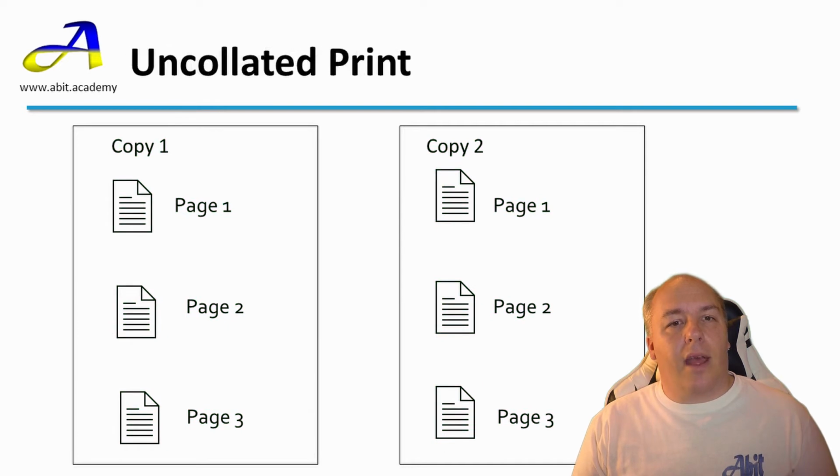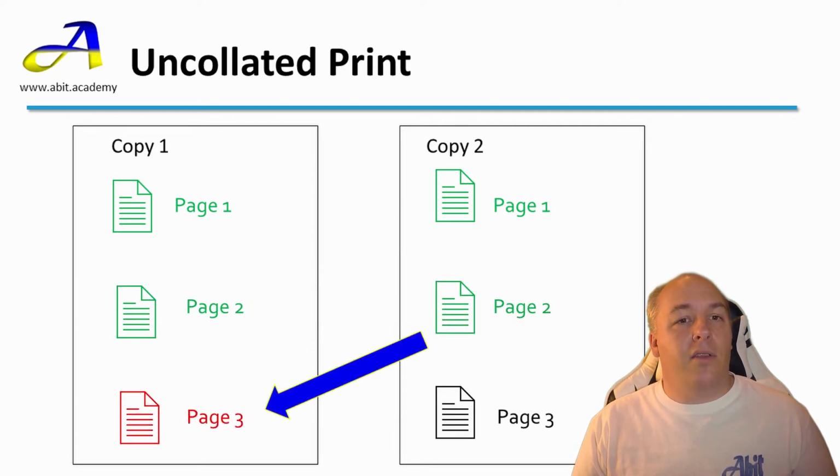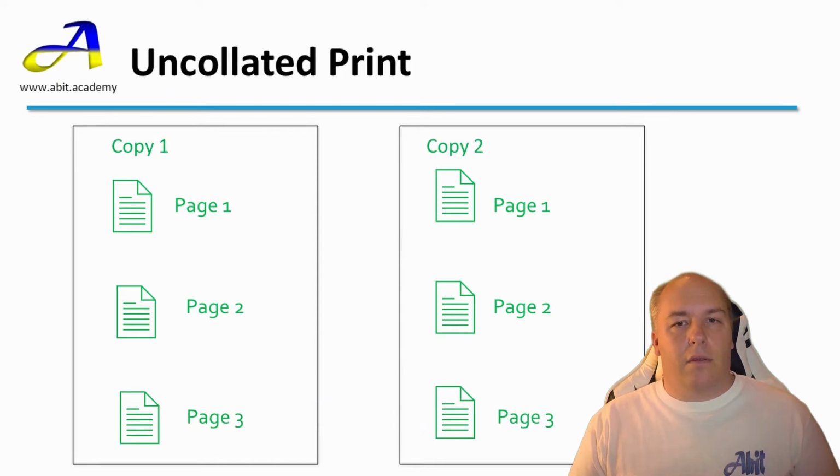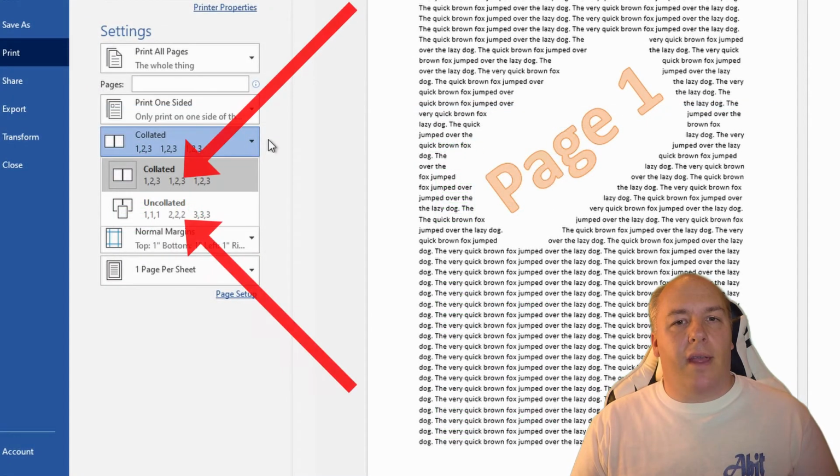If I selected uncollated, it would print page 1 from copy 1, page 1 from copy 2, then page 2 from copy 1, page 2 from copy 2, and then page 3 from copy 1, and finally page 3 from copy 2. If this is a little confusing, just look under each of the options to get a reminder of how it will print.